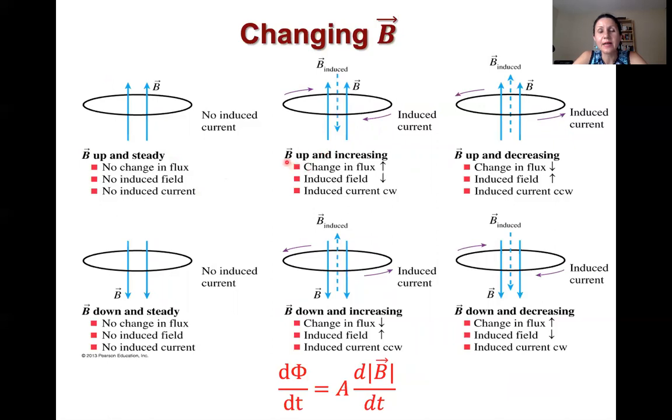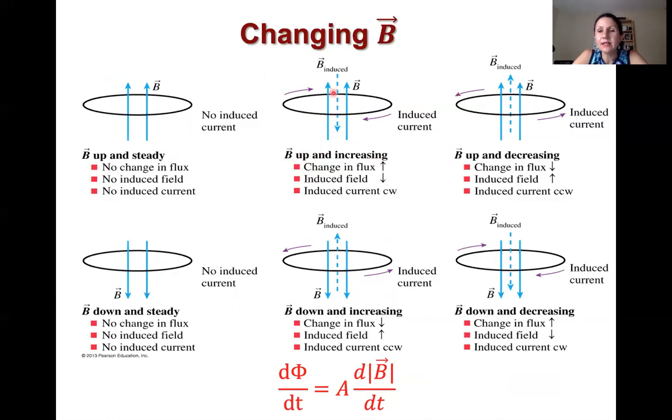Now, let's imagine that this magnetic field is still pointing in that direction, but it's increasing. Let's say you take this magnet and you're slowly bringing it towards the loop, or you could be doing it quickly. You're basically bringing it towards this loop, thus increasing the magnetic field inside the loop.